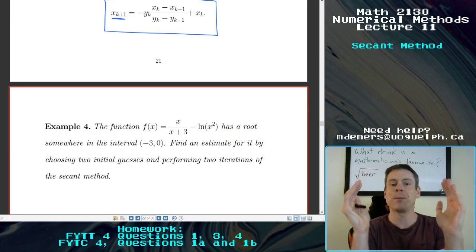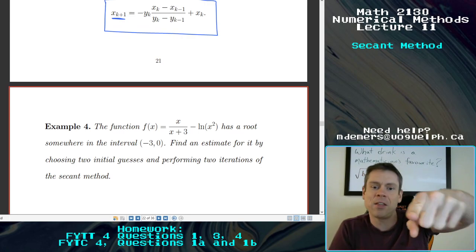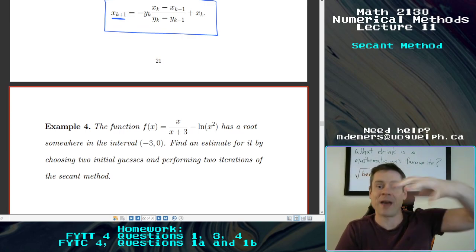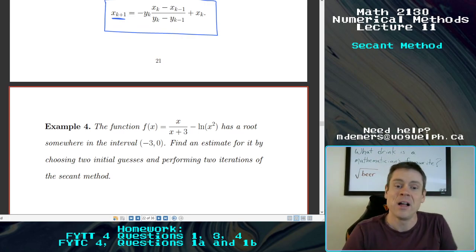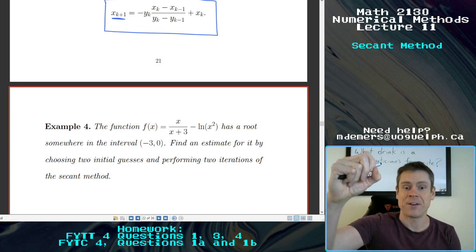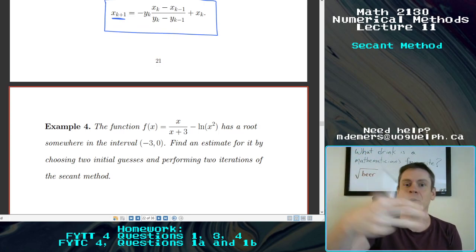If the roots are somewhere in between minus 3 and 0, I see that this function actually has asymptotes at minus 3 and at 0. Just looking at it, right, ln of 0 is not defined. Minus 3 is going to put a 0 on the bottom of that function.